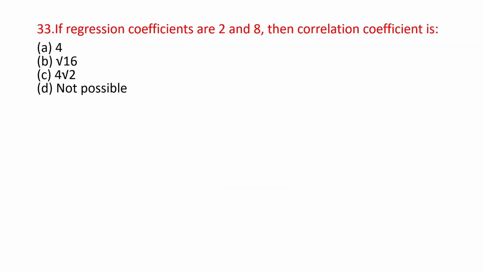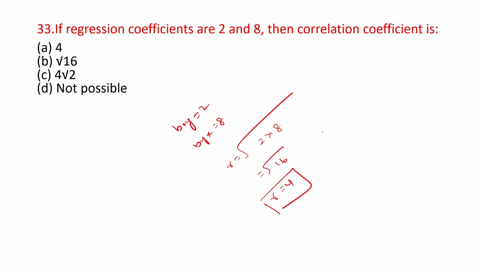If two regression coefficients are given, so x on y is equal to 2, y on x is equal to 8. We need to find out again the R value. Then 2 into 8, so 16 means R value is equal to 4. But the correlation coefficient must be in between -1 to +1, but here the R value is greater than 1, so it is impossible, it's not possible. So answer is D.